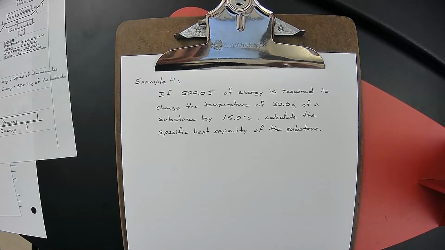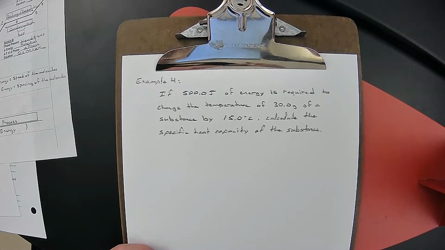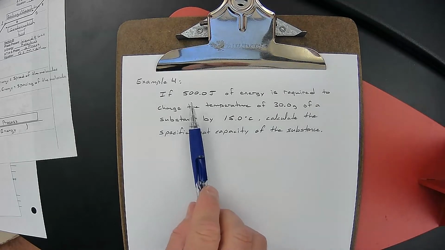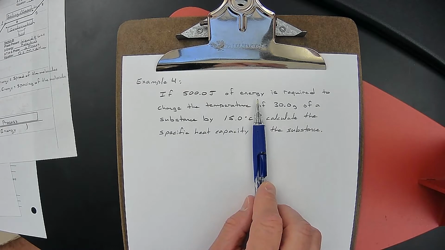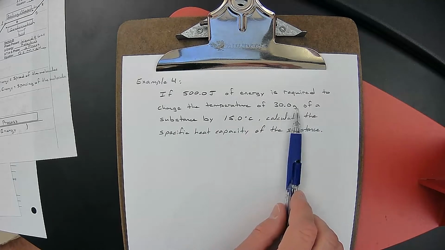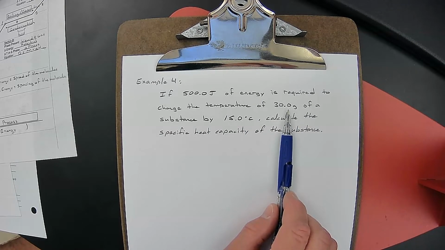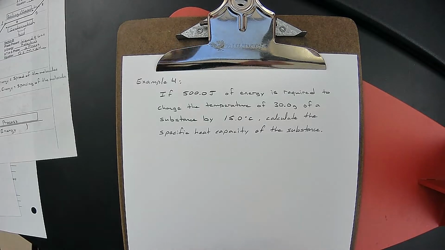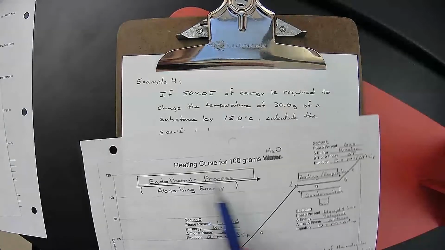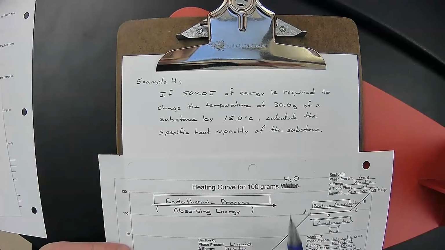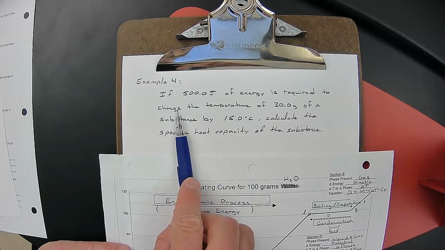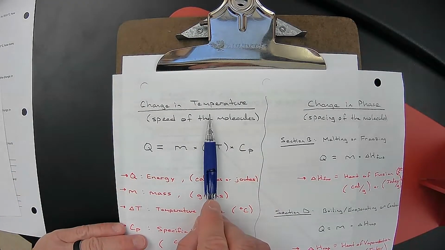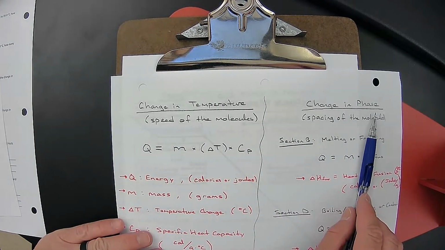In this video, we're going to work through an example of solving for the specific heat capacity. In this example, we have 500 joules of energy required to change the temperature of 30 grams of a substance by 15 degrees Celsius. So when we look at our heating curve chart, we know that we're going to be changing the temperature. On the back of our heating curve chart, you can have a change in temperature or you can have a change in phase.